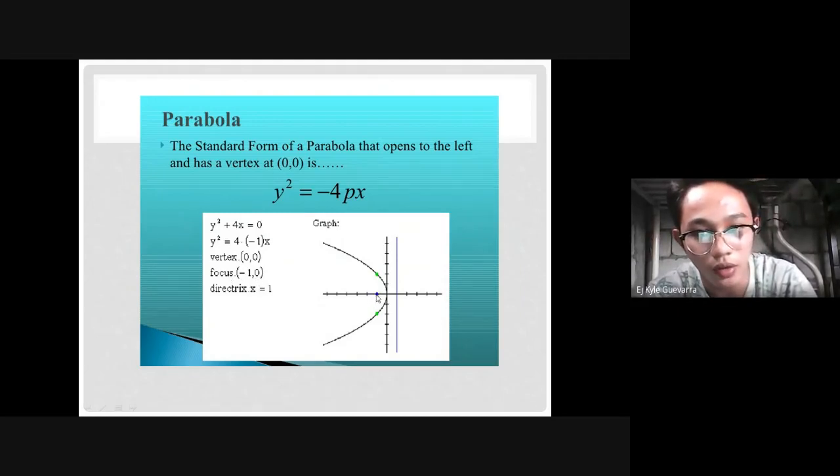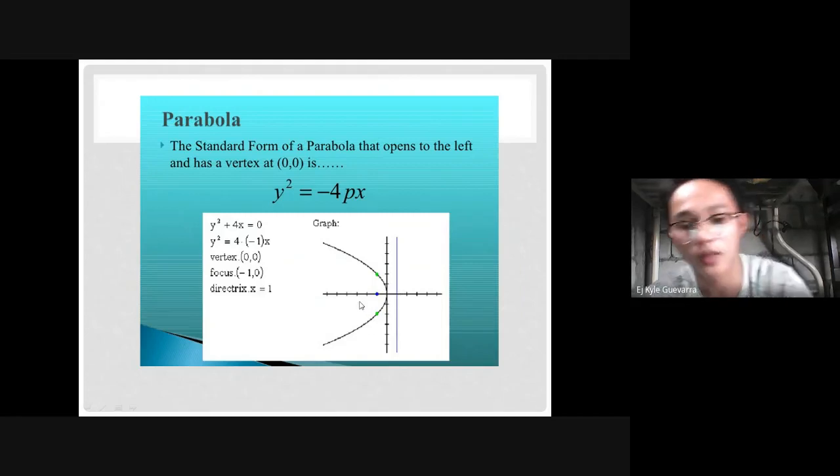The blue color here is our focus. And our directrix is positive 1, the opposite of our focus, negative 1. Remember that the directrix does not intersect or touch our graph, and the distance from the focus to the vertex is equal to the distance from the vertex to the directrix.